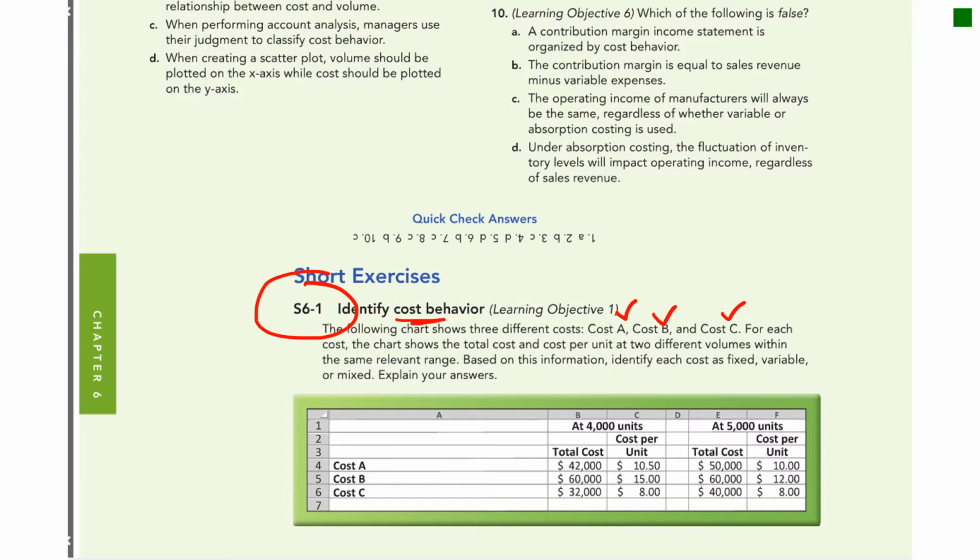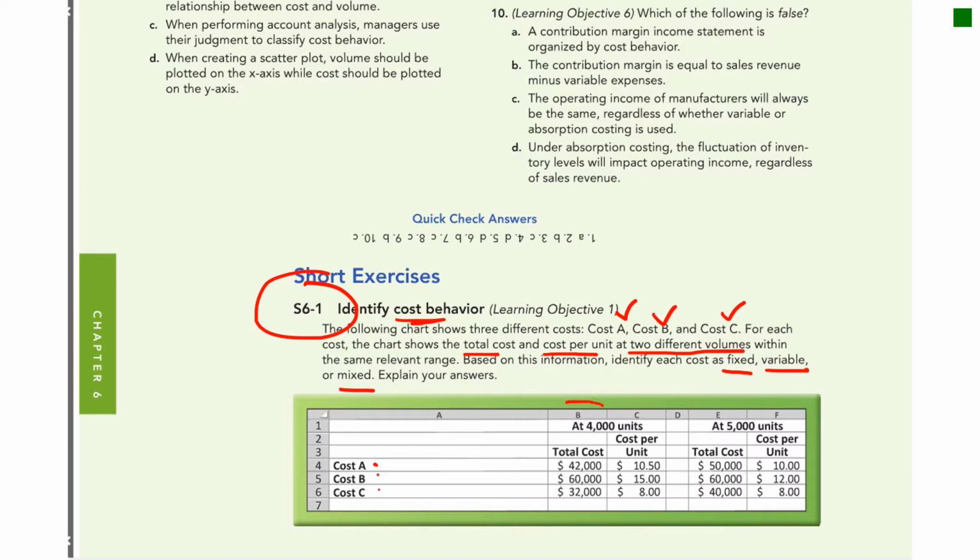It says for each of the following, the chart shows the total cost and the cost per unit at two different volumes within the same relevant range. Based on the information, they want you to identify each cost as either fixed, variable, or mixed. So if you look down here below, we've got A, B, and C. Let's start with letter A.